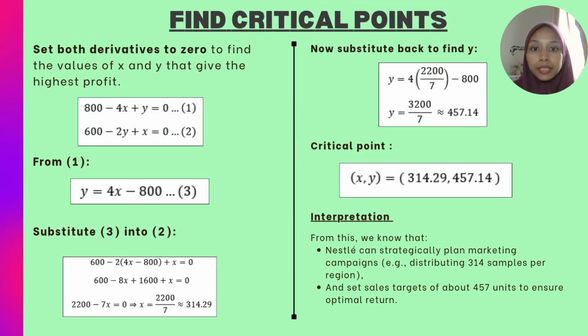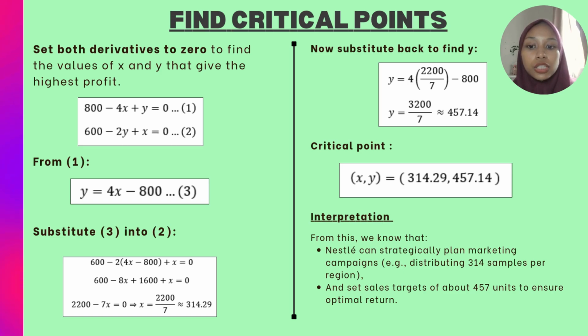The next step is we need to find the critical point. So how to find the critical point? First thing is we need to set both derivatives to 0 to find the values of x and y that give the highest profit. We have two equations here, and we equate both of them to 0.